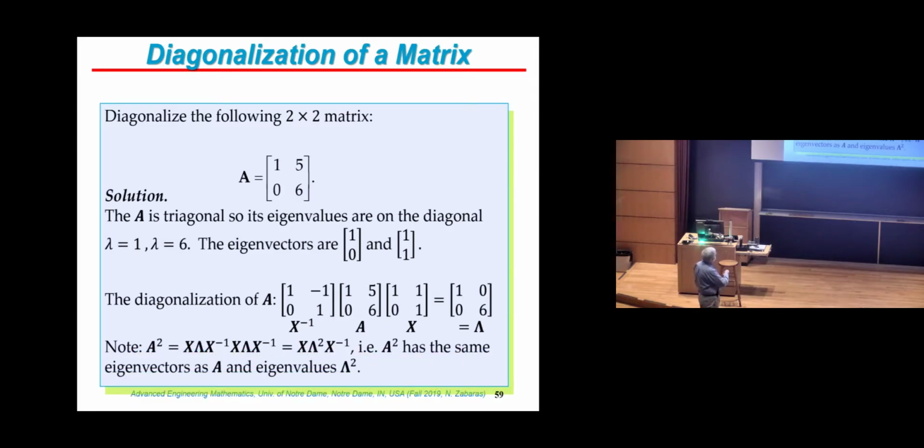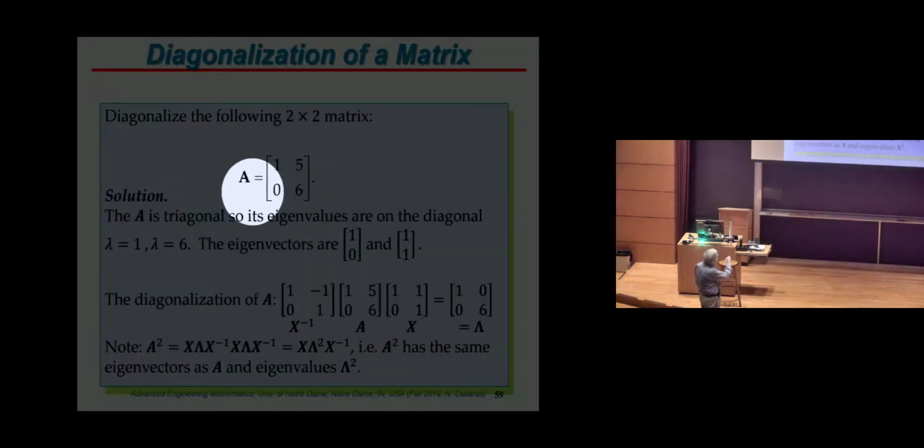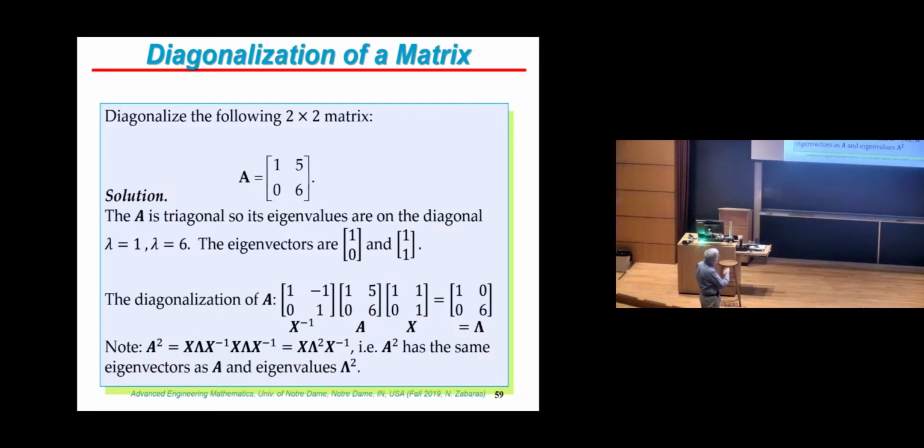And again, if you want to take the powers of this matrix, A squared would be X lambda squared X inverse.